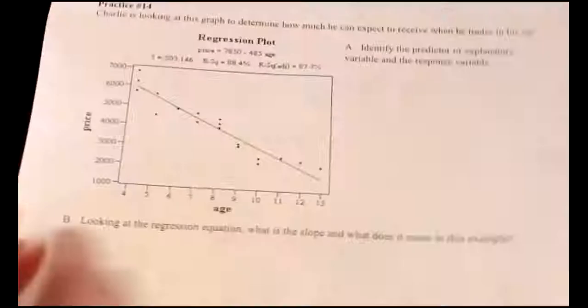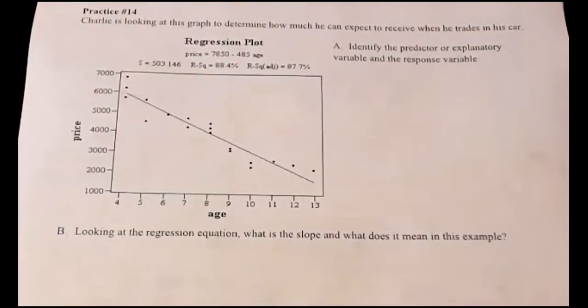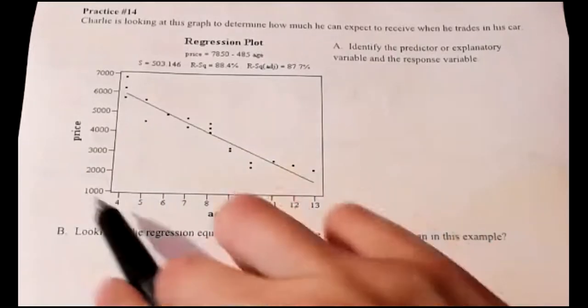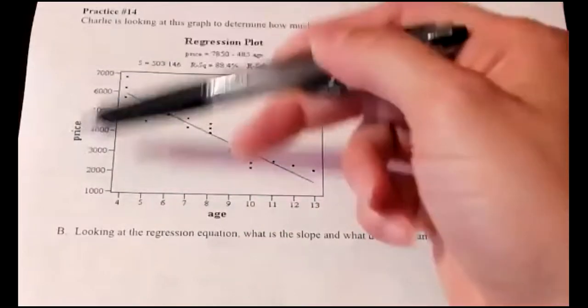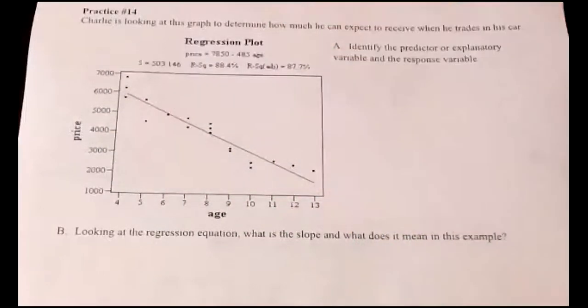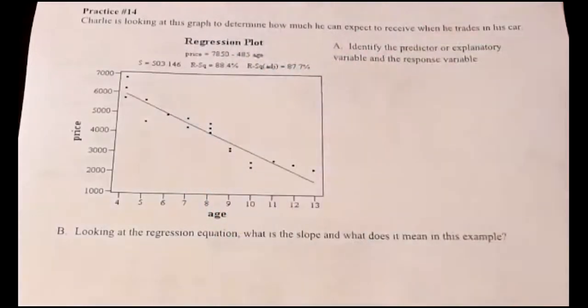Practice number 14. Charlie is looking at this graph to determine how much he can expect to receive when he trades in his car. Okay, check this out. Your x-axis refers to the age of the vehicle, and your price is the price tag for the vehicle itself. Notice you are given your equation. It's expressed a little bit differently here, and the reason we wanted to do this as we developed our notes is to show you all the possible different variations of your printout.